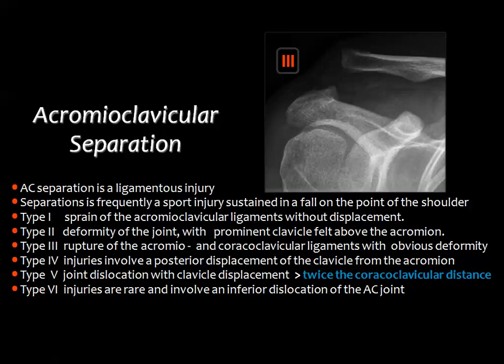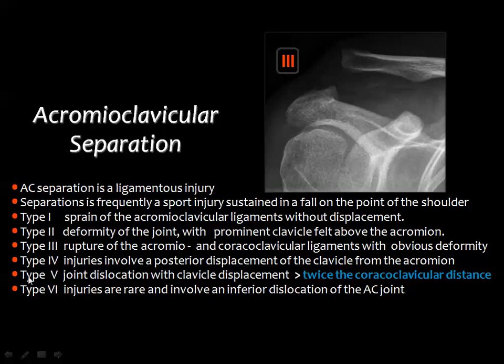Then we came to the acromioclavicular separation, and this is a ligamentous injury with no bone fractures. The separation is frequently seen in sport injuries sustained in a fall on a point of the shoulder, and this will result in disruption of the ligaments attaching the clavicle to the acromion and to the coracoid, with common displacement of the clavicle upward or superiorly, and less common the clavicle is displaced inferiorly.